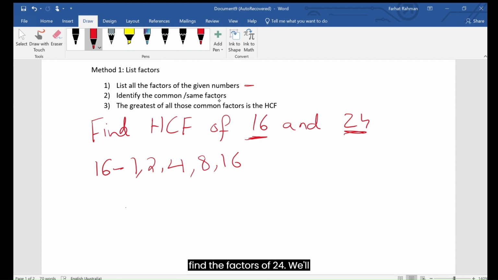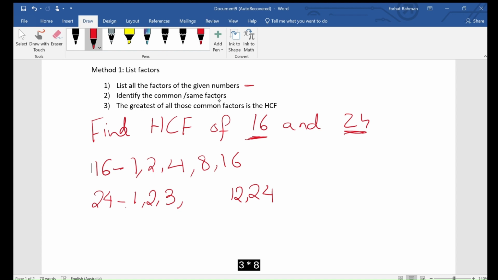Let's find the factors of 24. We'll start with the smallest one. 1 times 24 gives us 24. That's one factor pair. We also know 2 times 12 gives us 24. That's the second factor pair. We also know 3 times 8 gives us 24. And the last factor pair would be 4 times 6 gives us 24. These are all the factors of 24.